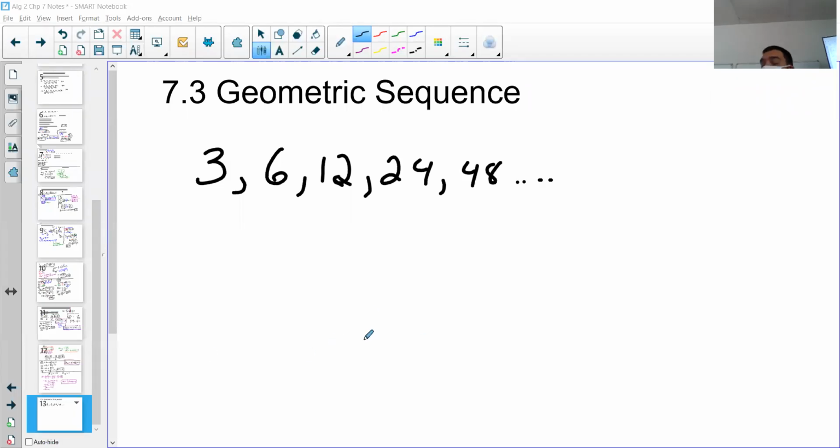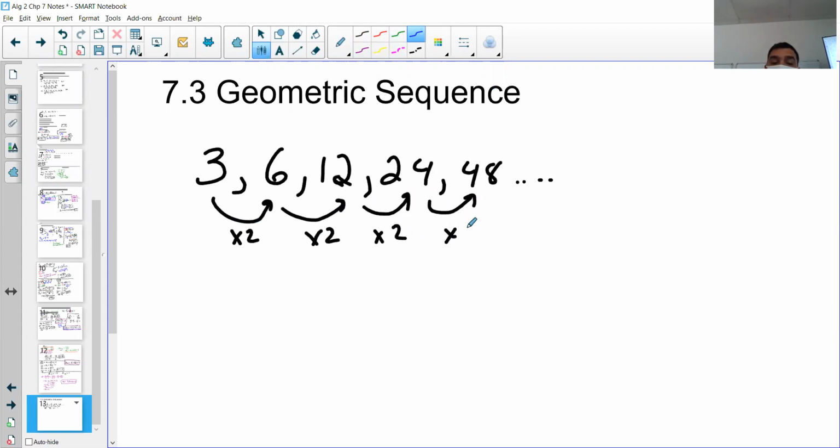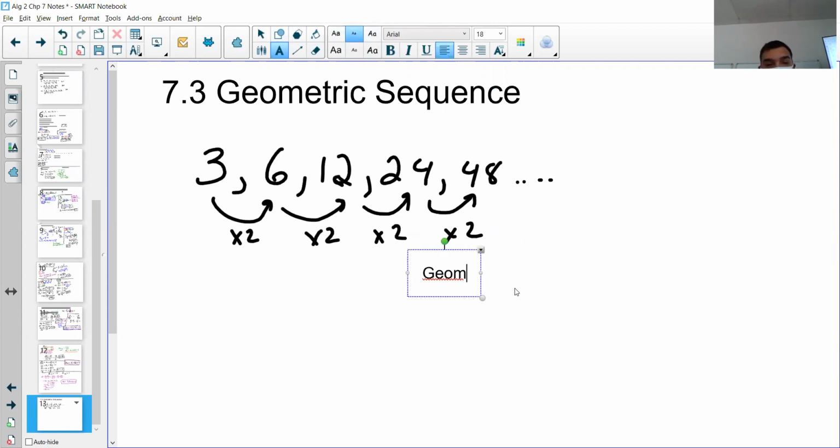Okay. All right, so the pattern here is times 2 each time. Times 2, times 2, times 2. So when it's multiplied, or what's the reverse of multiplication? Divide. When it's a pattern of multiplication or division, that's a geometric sequence.